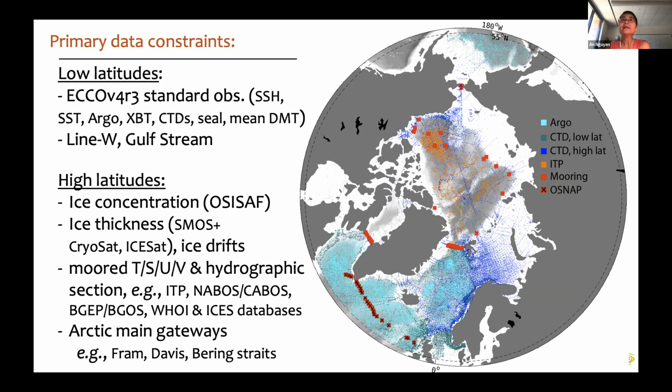And so the primary data constraints include the entire suite of data that the standard ECCO global state estimation uses for the low latitudes. And we supplement it with some target data sets for high latitudes, not fully comprehensive here, but including the daily sea ice concentration, the sea ice thickness and sea ice drifts at monthly temporal frequency, and hydrographic sections and more data from the various observational campaigns, as well as at the important Arctic main gateways.